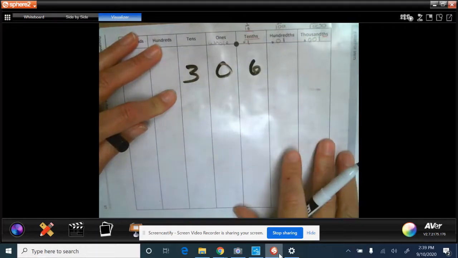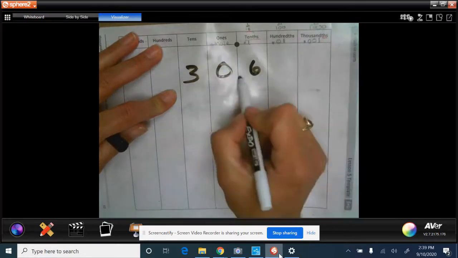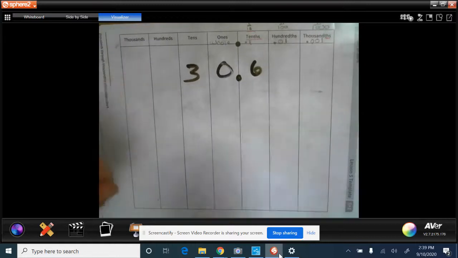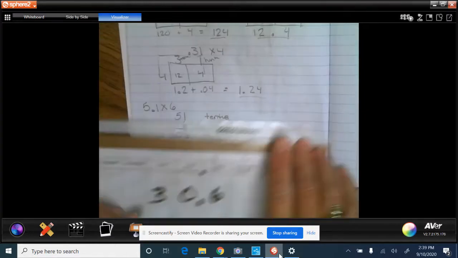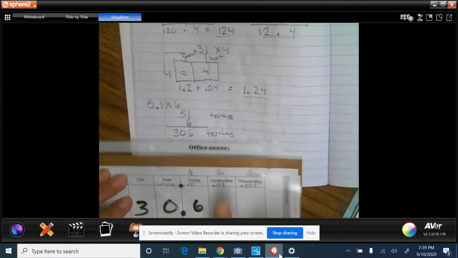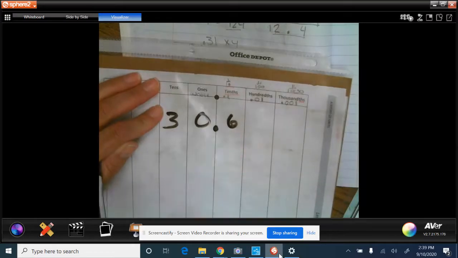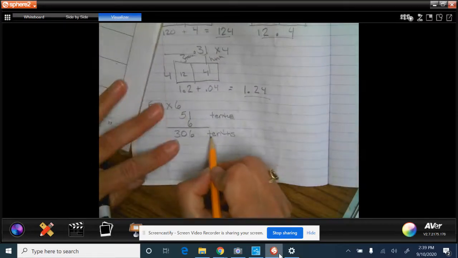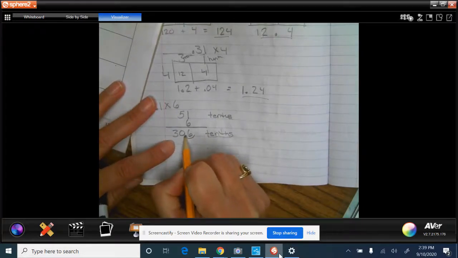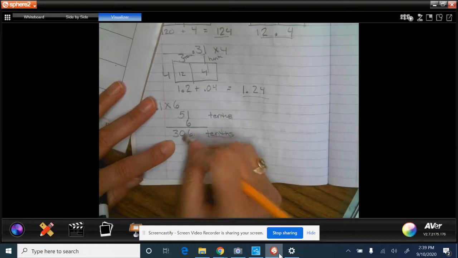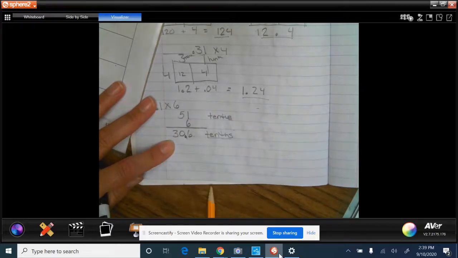306 tenths really looks like 30.6. So it's wise to use your place value chart to go ahead and write the number out. I have 306 tenths. That means that my 6 has to be in the tenths place. Or another way to think about that is tenths is just 1 decimal point over, right? Tenths means 1 decimal point over from the end.